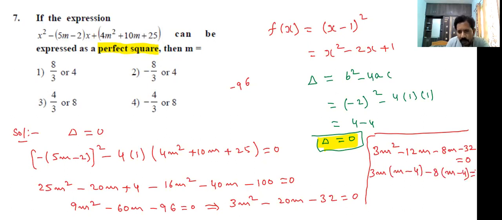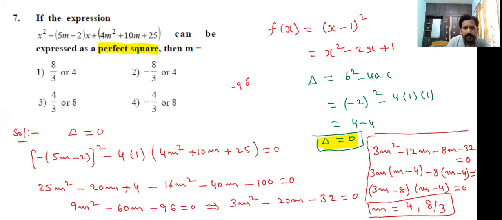Now 3m minus 8, m minus 4, that is equal to 0. Then what about m value, students? One of the values is 4, another one is 8 by 3. So m value is 4 and 8 by 3. This is the answer. Okay. Which option correct? Which option correct? 4 and 8 by 3. First option correct. Okay.